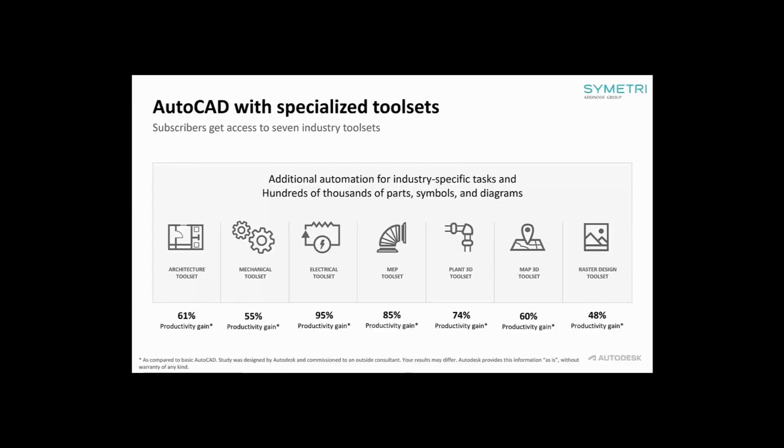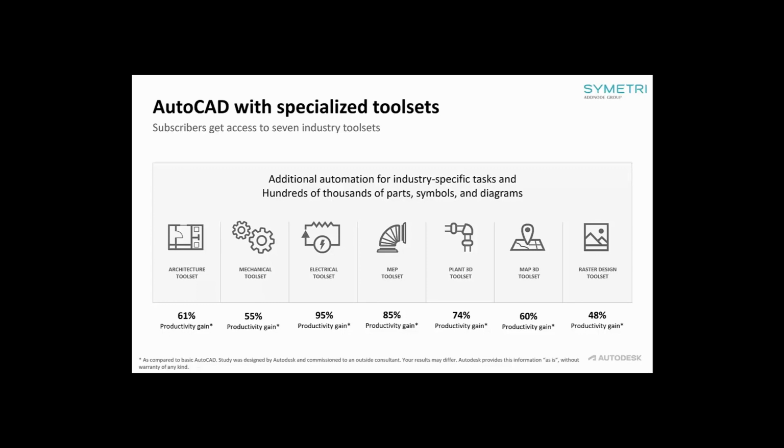So we have architecture tool set, mechanical, electrical, MEP, Plant 3D, Map 3D, and the last one, Raster to Design tool set. The main thing to think with these specialized tool sets is that they effectively are AutoCAD, but they've added a load of functionality for these relevant fields. These can be things like blocks, icons, new commands, scripts, that sort of thing.